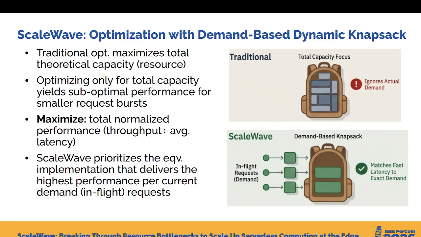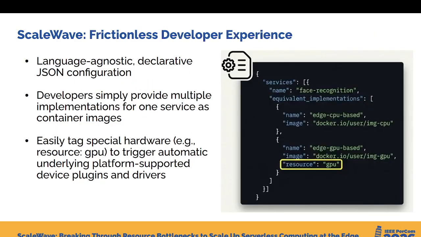ScaleWave instead introduces a demand constraint considering the current in-flight requests. This allows the system to choose implementations that perform best under current demand conditions. More details can be found in the paper. From a developer's perspective, using ScaleWave is simple. Developers provide implementations as container images using a JSON configuration file. If an implementation requires specialized hardware such as a GPU, it can be tagged using the resource key. ScaleWave then automatically integrates this implementation for further orchestration.